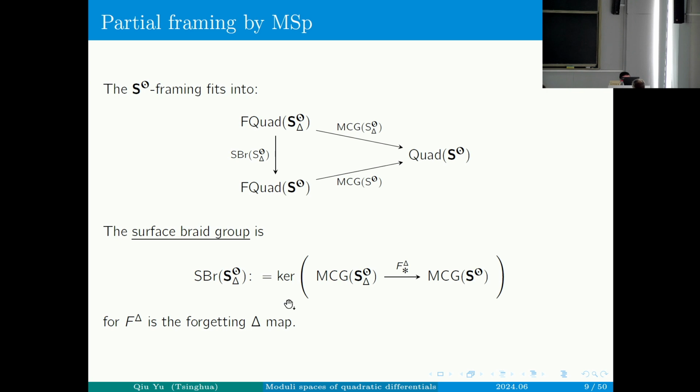And later we will also mention that this is basically the fundamental group of the configuration space, where the simple zeros are considered as a configuration on the undecorated surface. And in case one, S is a disk without puncture. This is the braid group, the classical braid group.